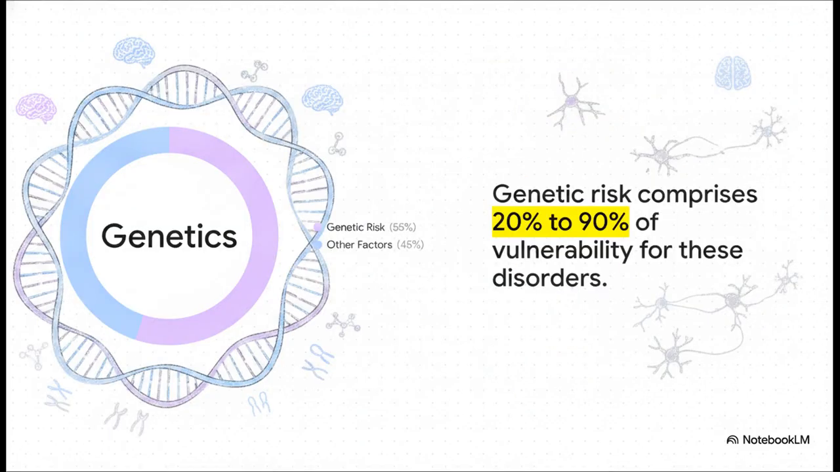And just look at the biological weight of these conditions. Genetic risk actually makes up anywhere between 20 and 90% of an individual's vulnerability to psychiatric disorders across the board. These are highly heritable central nervous system diseases. They're wired right into our biology.